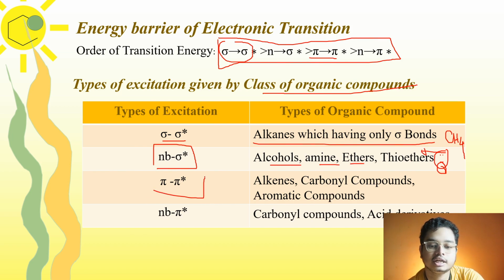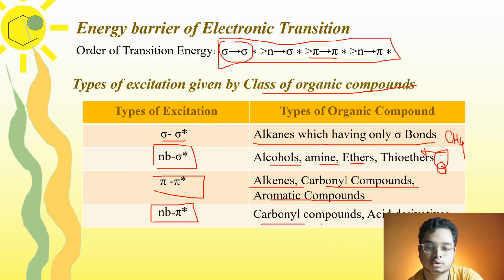The pi to pi star transition is observed in alkenes, carbonyl compounds, and aromatic compounds. Then comes the non-bonding to pi star transition, which is also shown by carbonyl compounds and acid derivatives. And these two are well studied because they occur in the presence of UV light or in the visible spectrum.